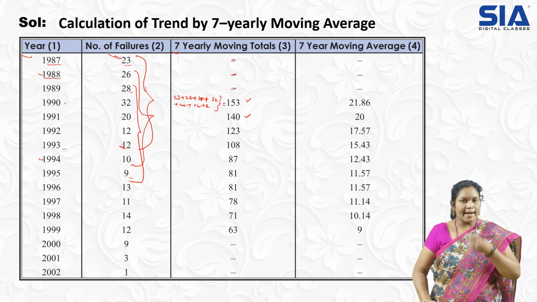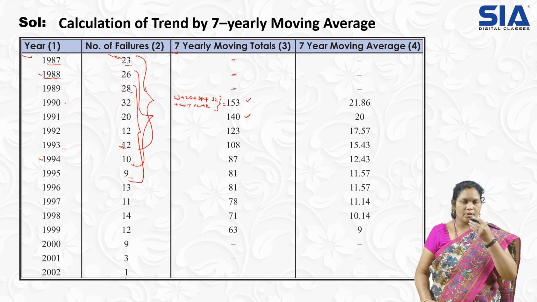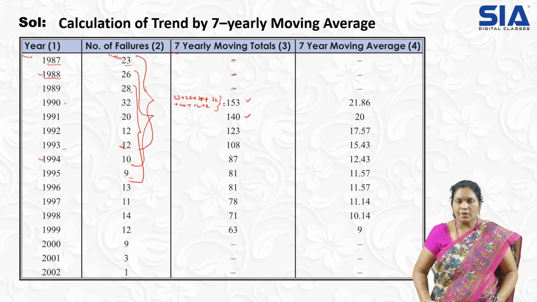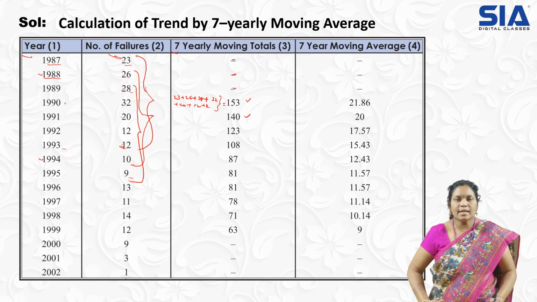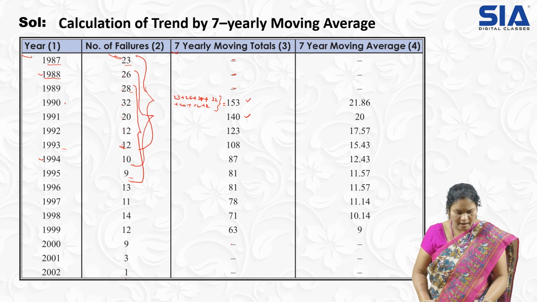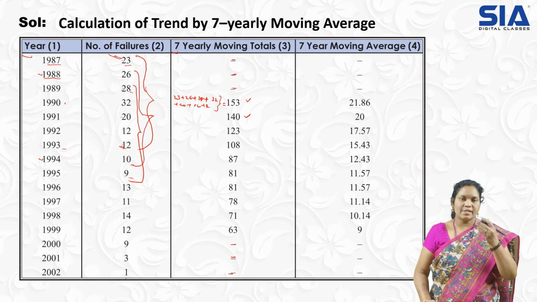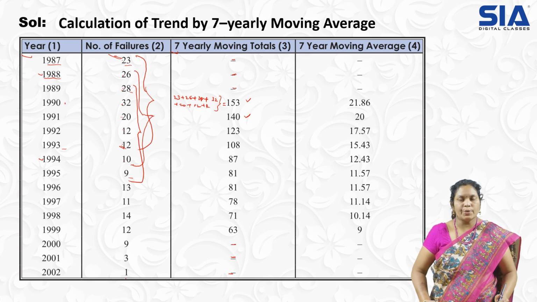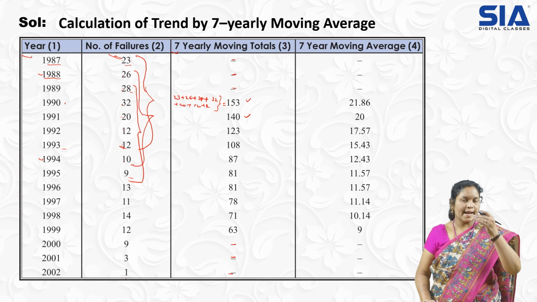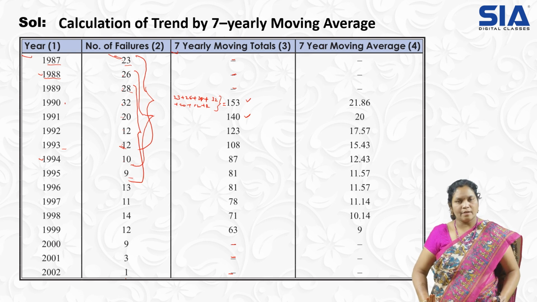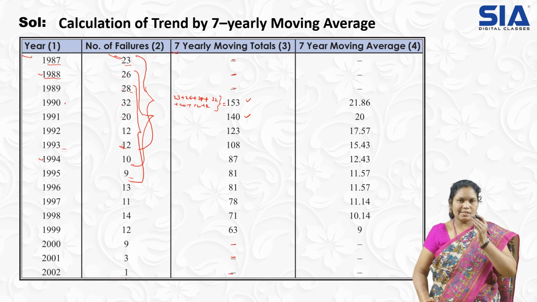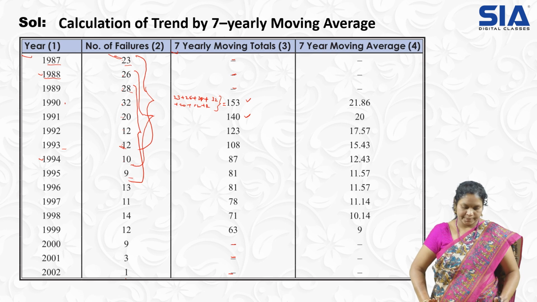Next, if you go on adding, our data will be lesser, like only 6 values will be there in our hand. So that you should not consider. So the last 3 values will be left over. The first 3 values and last 3 values we will not get, because we are doing 7-year totals. So at the last value where exactly 7 values add up, there you have to stop. And obviously the next 3 values will be missing for us. So this is how we do 7-yearly moving totals.